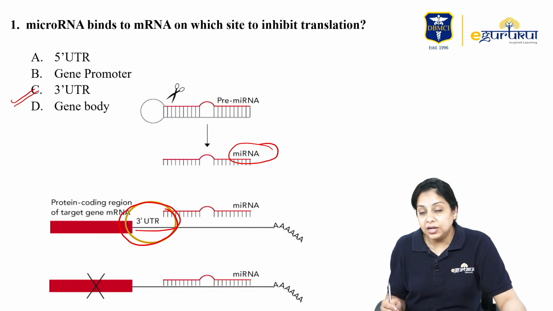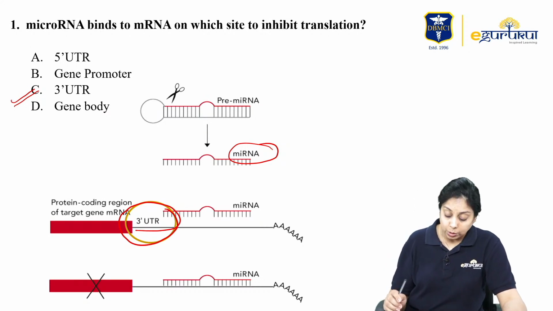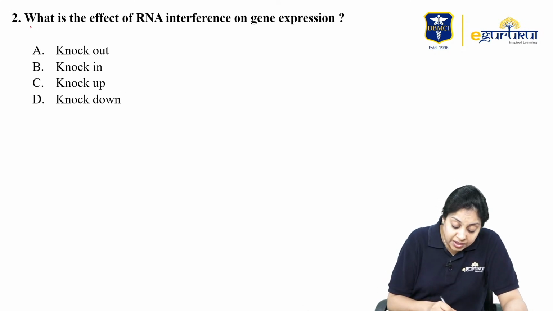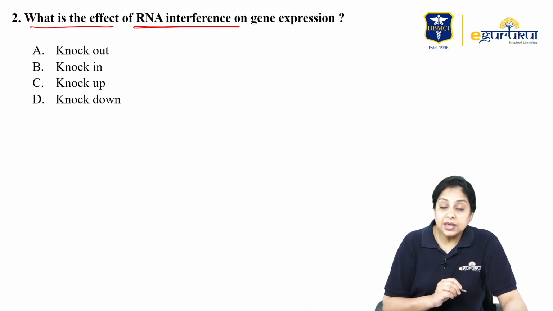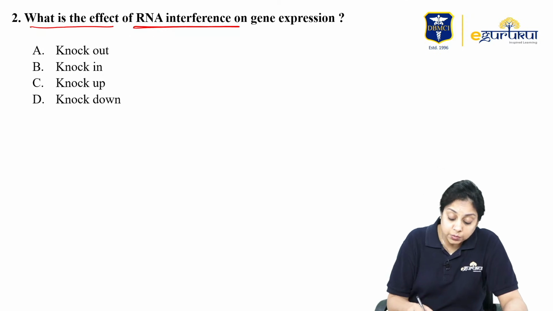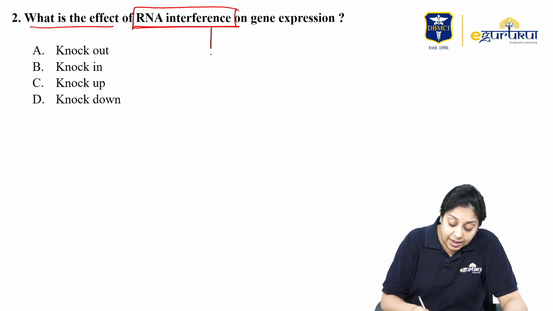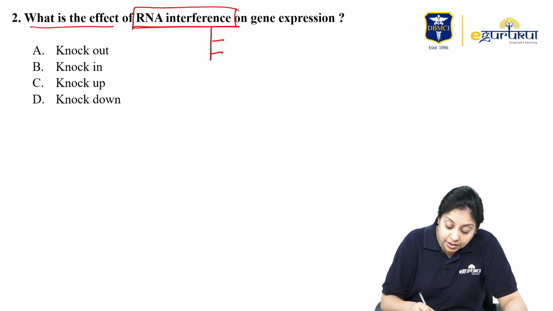CRISPR-Cas9 they have already touched in the exam, so we should be knowing about the CRISPR-Cas9 system also. Right, now there was another question. What is the effect of RNA interference? Earlier we said miRNA, but there is this RNA interference. What is this? RNA interference is a process, and who are the tools to interfere?